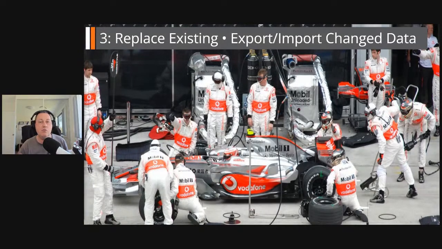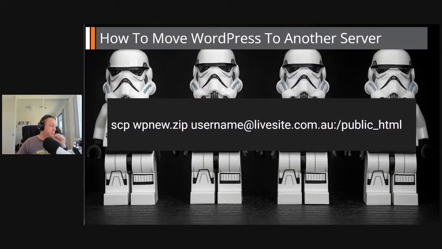And then this needs to be done really, really super quickly. You're talking like less than half an hour for that, definitely less than half an hour. So this is my preferred option, is replace the existing website with your new staging website that's got the new data from the live website built into it, and just replace the whole thing. So how do you move WordPress to another server?